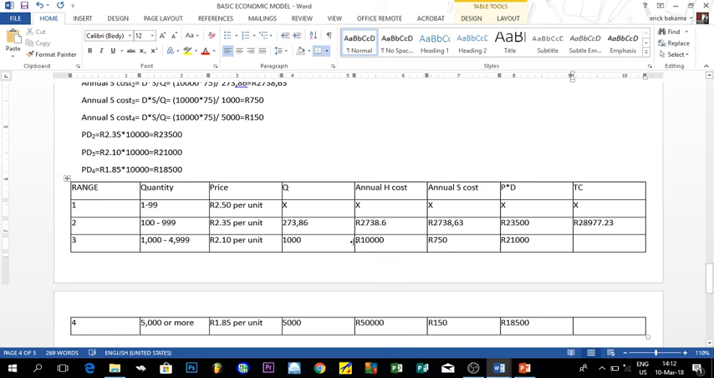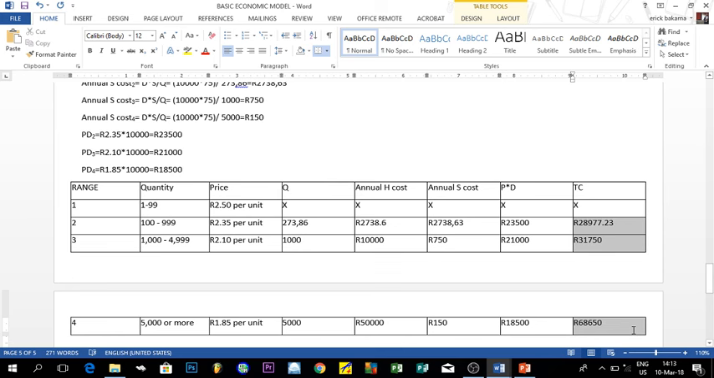Total cost for range 3 is going to be the three values here, which is 10,000 plus 750 plus 21,000. And we get a value here of 31,750. And finally, we have a total cost that we need to find for range 4, which is 50,000 plus 150 plus 18,500, which gives us 68,650.